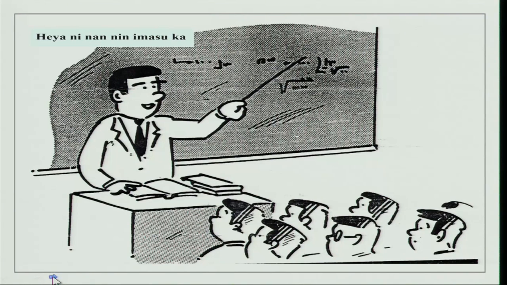You can practice more over here in this slide. Let us see what the question is. Heya ni nan nin imasu ka? So, hitori, futari, san nin, yonin, gonin, rokunin, nananin and hachinin. Let us see how many are there. Ja, heya ni, you tell me how many people are there. Well, heya ni hachinin imasu.